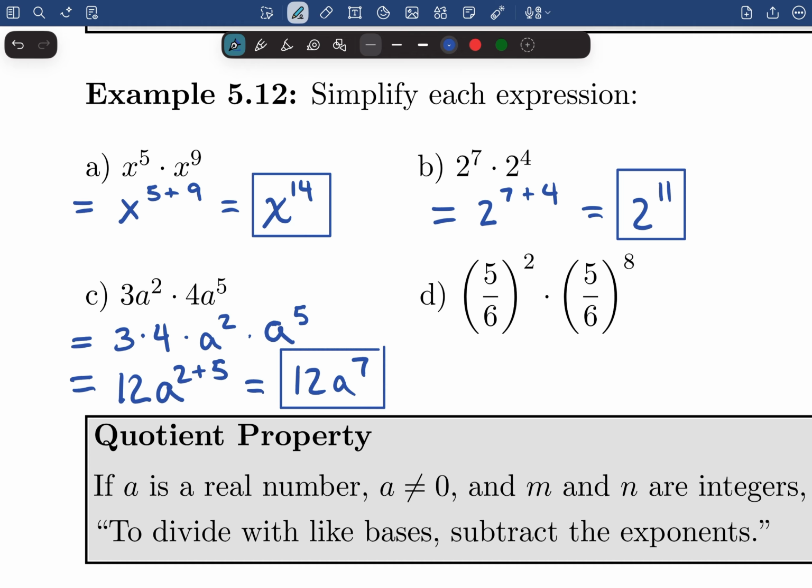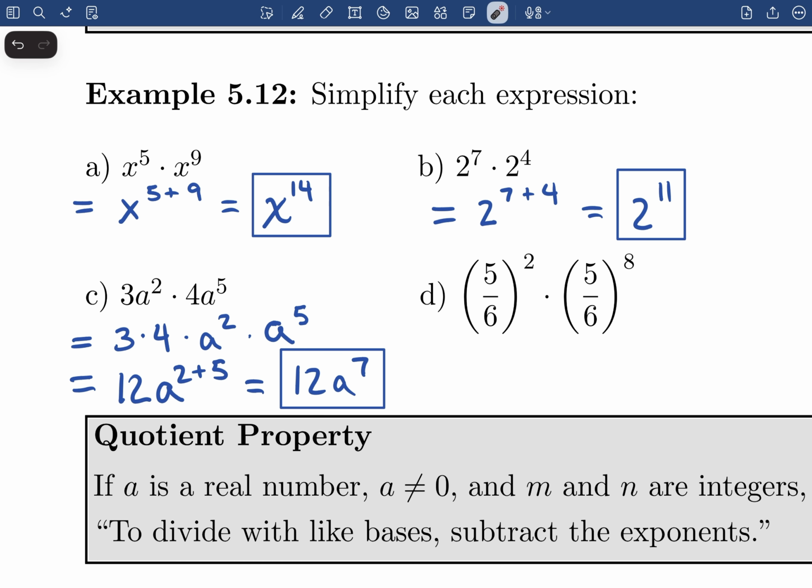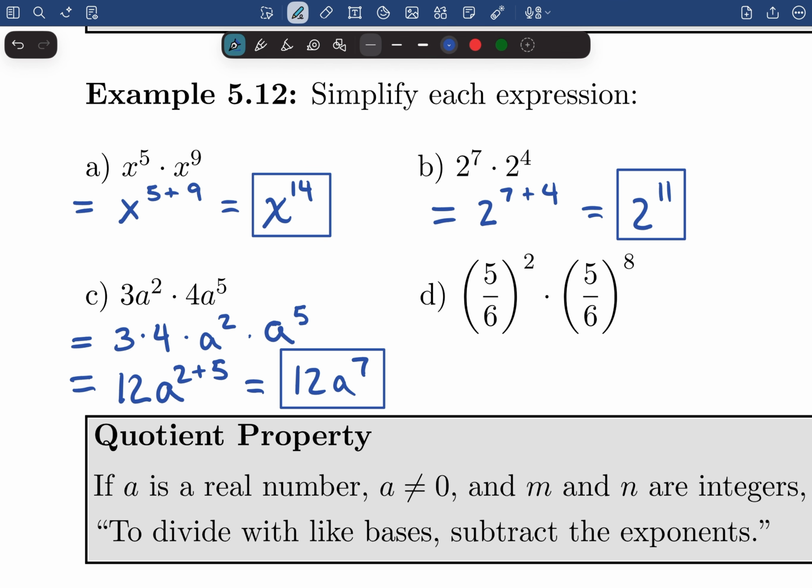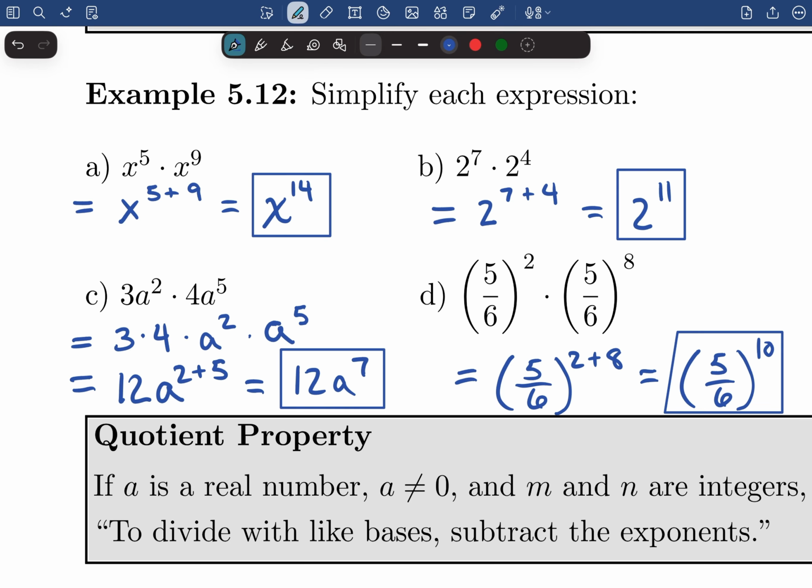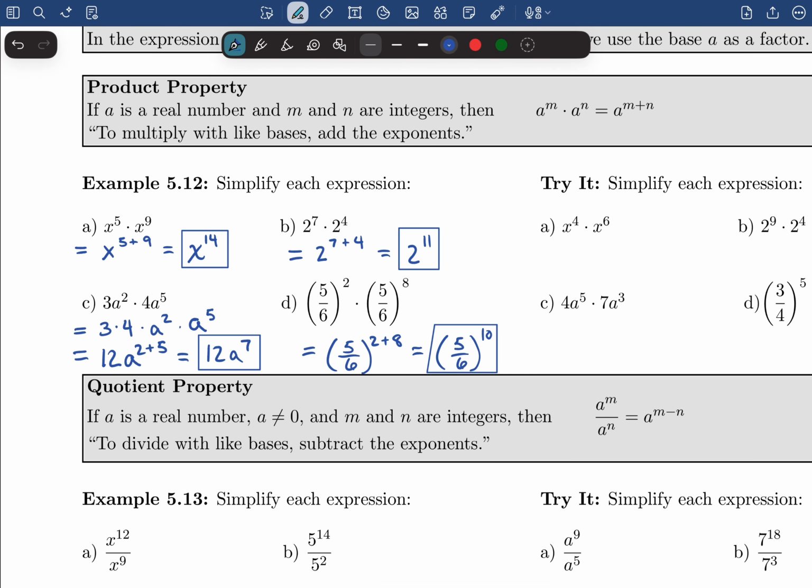Great. And this even works when the bases are fractions. If I have 5/6 squared times 5/6 to the 8th, I have multiplication of the same base, so I can add their exponents together to simplify. I take 5/6 and raise that to the 2 plus 8 power, which simplifies to 5/6 to the 10th power. Great, so we can leave it like this. That is the product property, and that is our first property for the day. This is property number 1 that we've learned about.